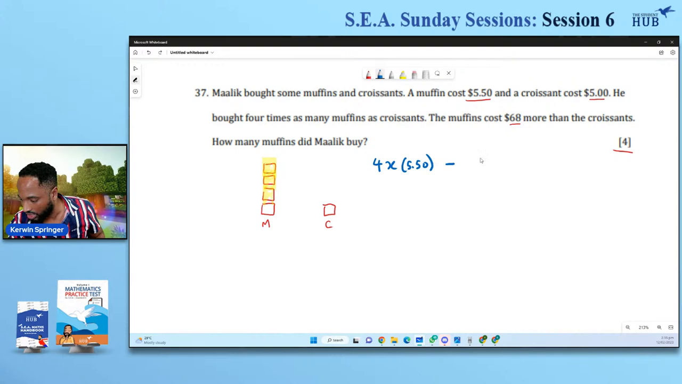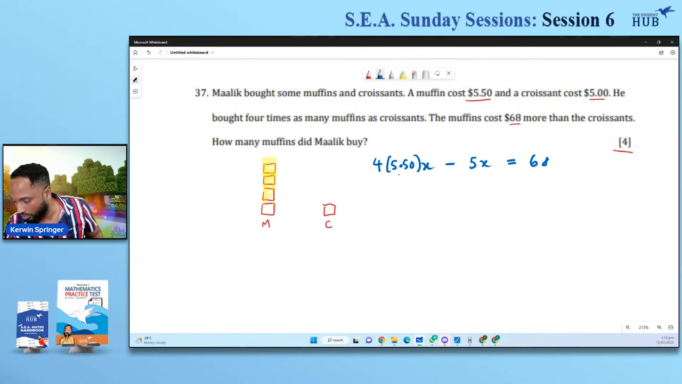The cost of this is $5 by x, is equal to 68. What kind of question is this, boy? Box method may not work for this. I'll see if I can come up with a nice little box method for y'all.